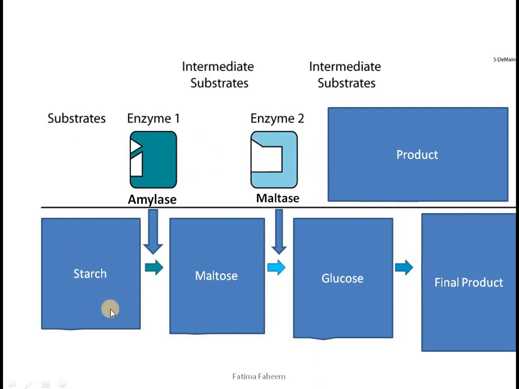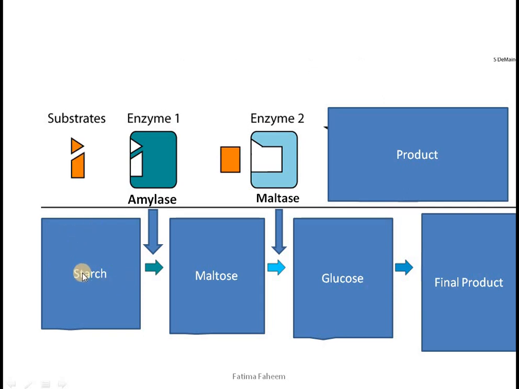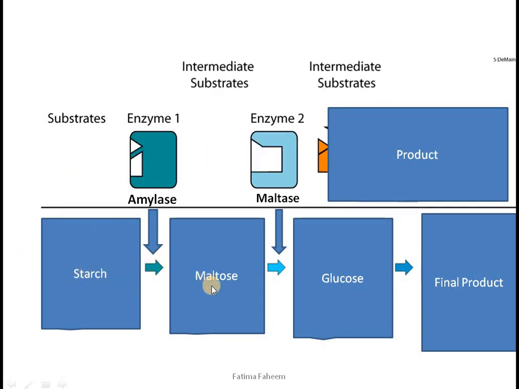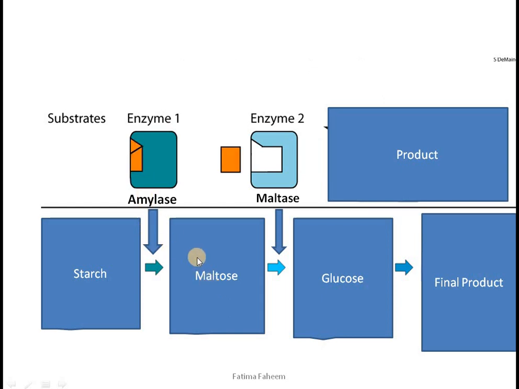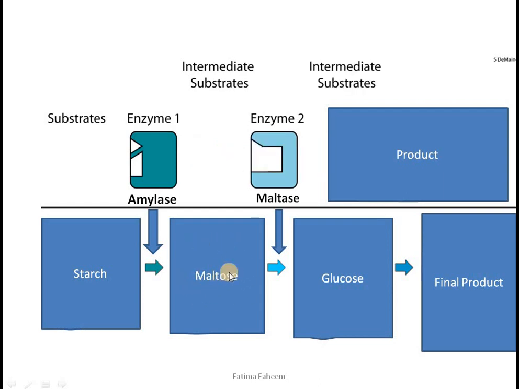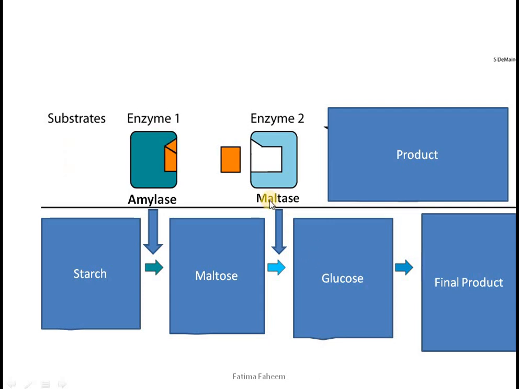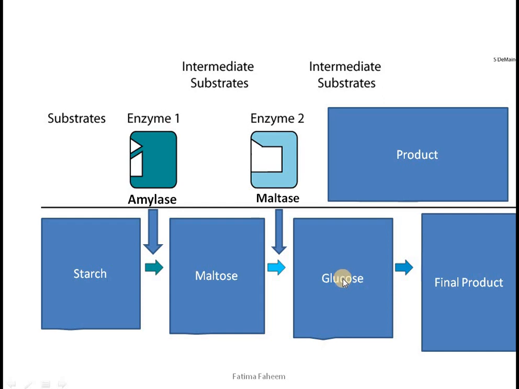You can see here in the diagram, our first substrate was starch. Starch should be converted to maltose. Who would do that? Amylase. Maltose is not the final product of starch digestion. In fact, it will be converted to glucose by the maltase enzyme to give us the final product, which is glucose.